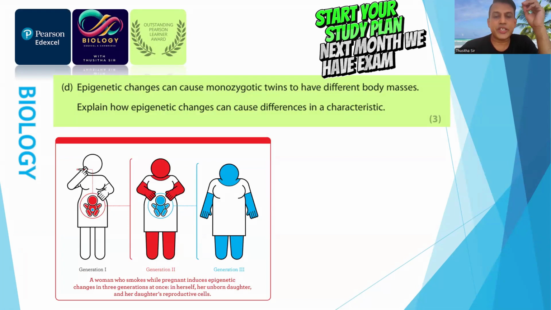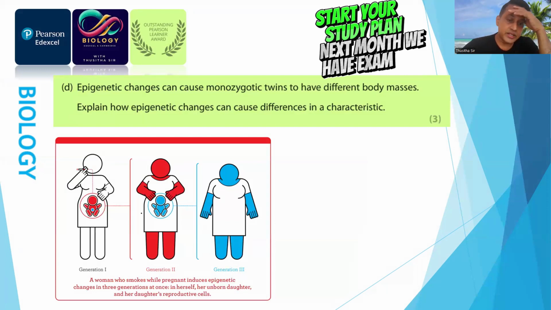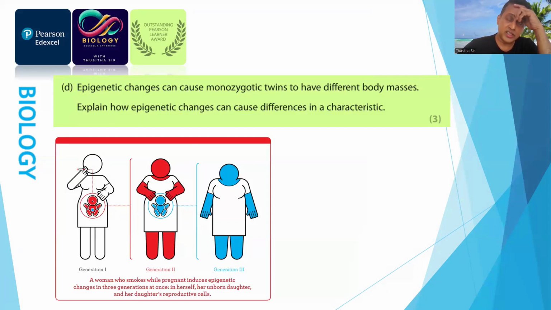Epigenetic changes can cause monozygotic twins to have different body mass. Explain how epigenetic changes can cause differences in characteristics. Here's another picture. When the grandmother smokes, this affects the daughter developing as a fetus, and also the cells of the next generation, the grandchildren, because the developing fetus also develops the gametes or ovum, and then the smoking can affect both the daughter and granddaughter because of the grandmother's habit. The chemicals coming from cigarettes can change gene expression. That's again the explanation for epigenetics.